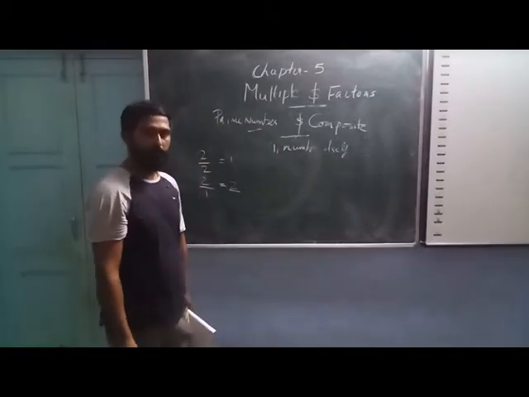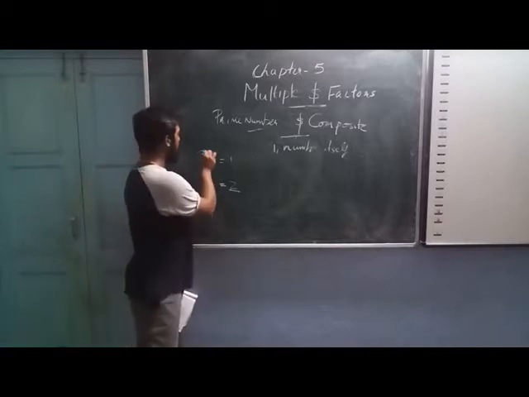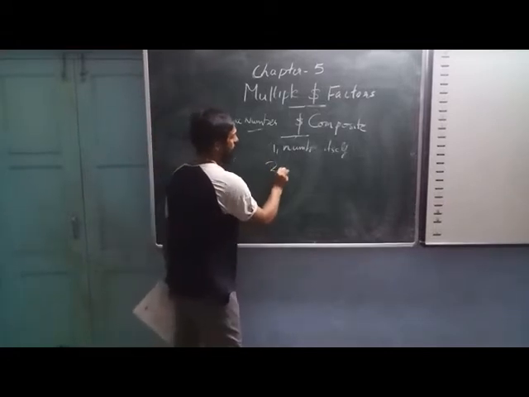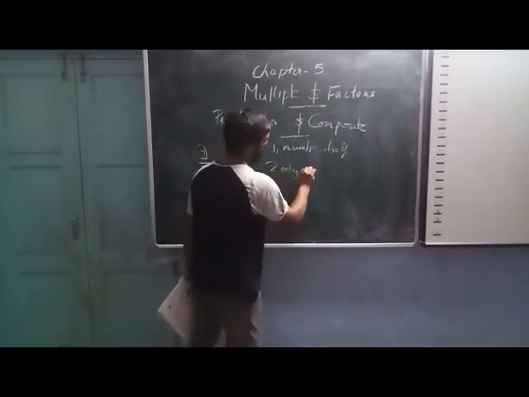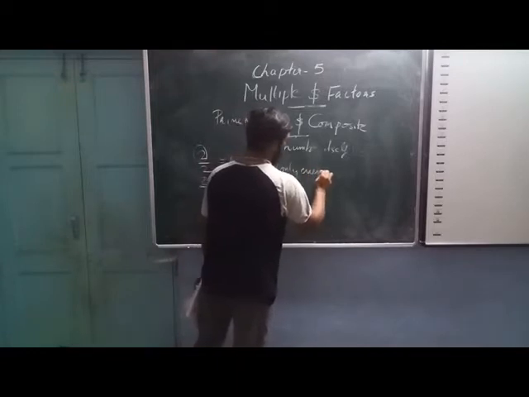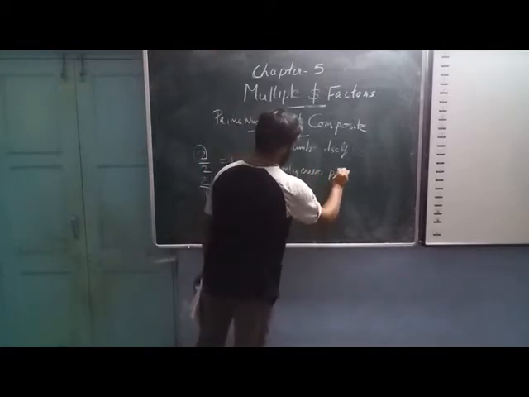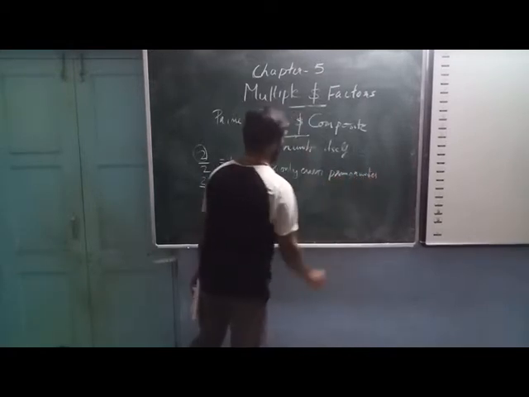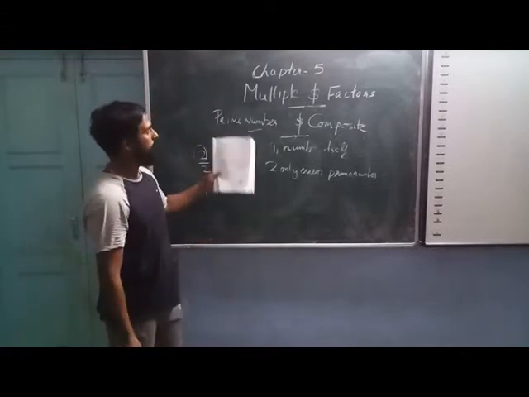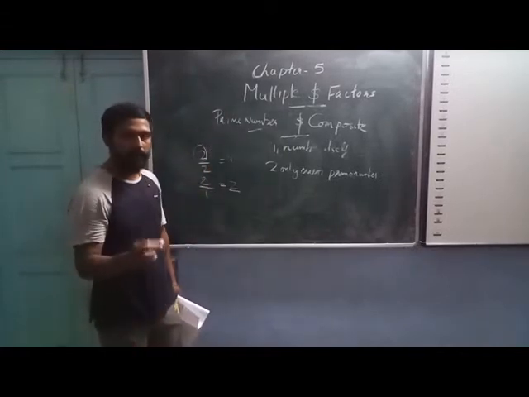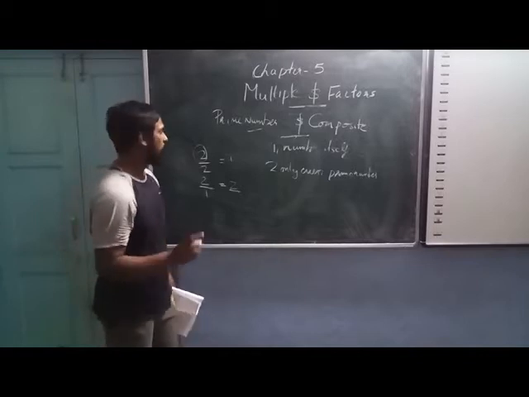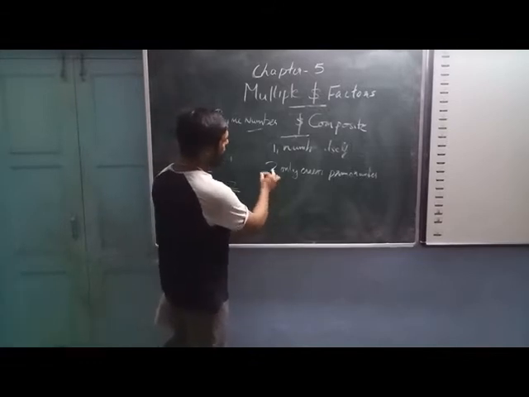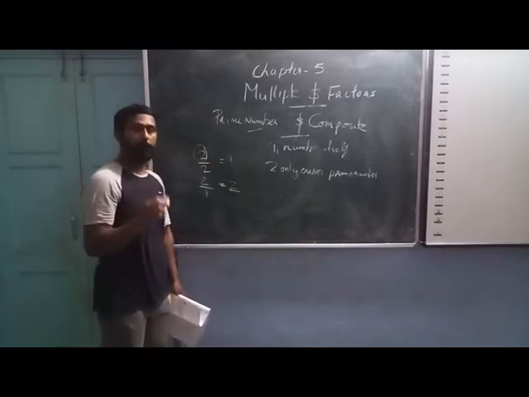So there are plenty of prime numbers. Among them, 2 is the only even prime number. So you might remember, 2 is the only even prime number. So is that clear? A prime number is nothing but a number that is divisible by itself and only by 1. Such a number is called a prime number, and among them, 2 is the only even prime number.